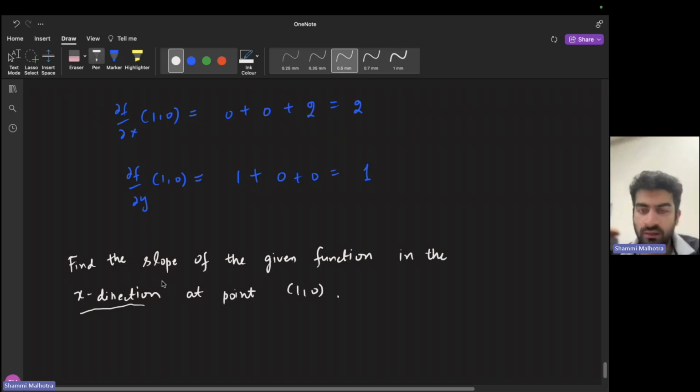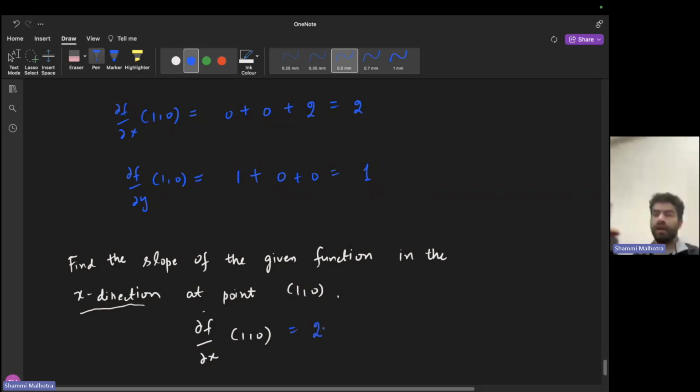So this is just the same as evaluating del f by del x at the point 1 comma 0, which we have evaluated earlier, and this turns out to be equal to 2 only. So the idea is simple. One can ask questions in a different way, but if you know what they are asking, it's very easy to calculate the partial derivative. So that's what I'd like to add to this question.